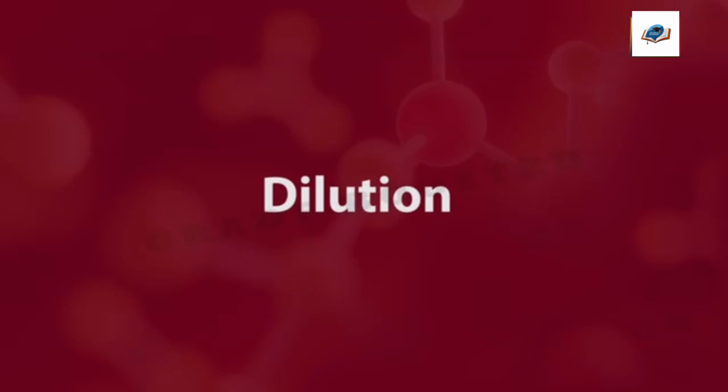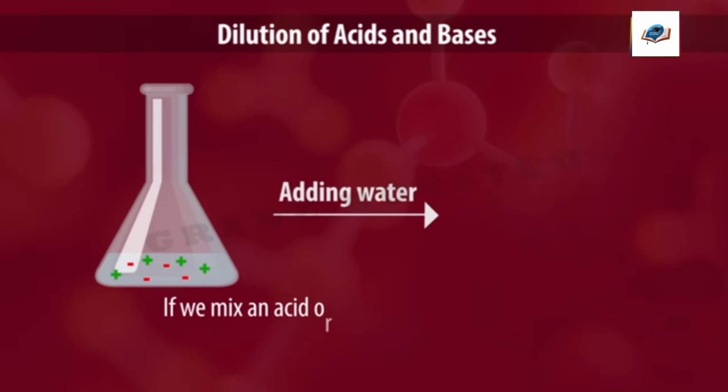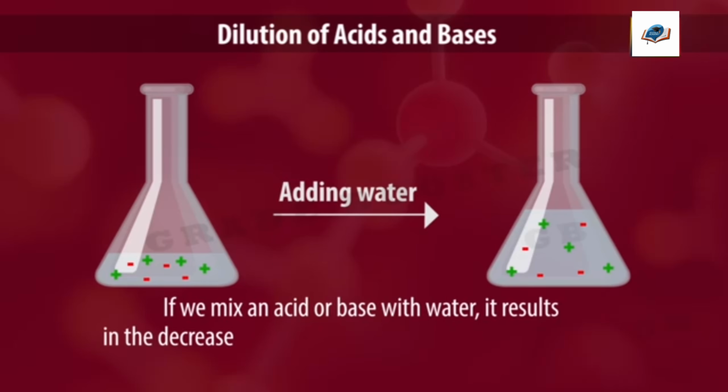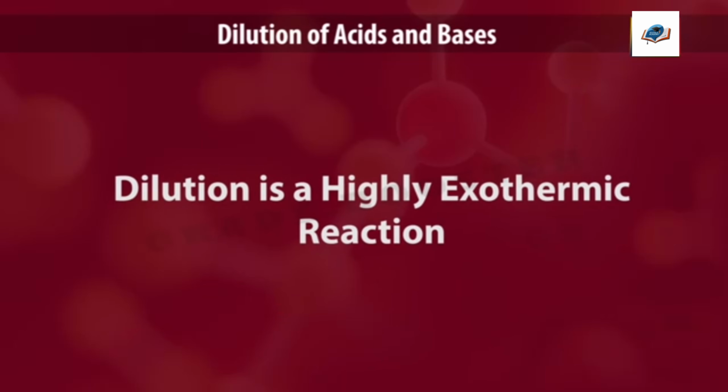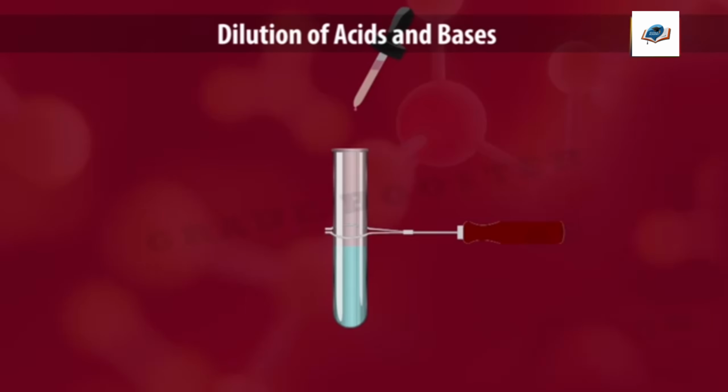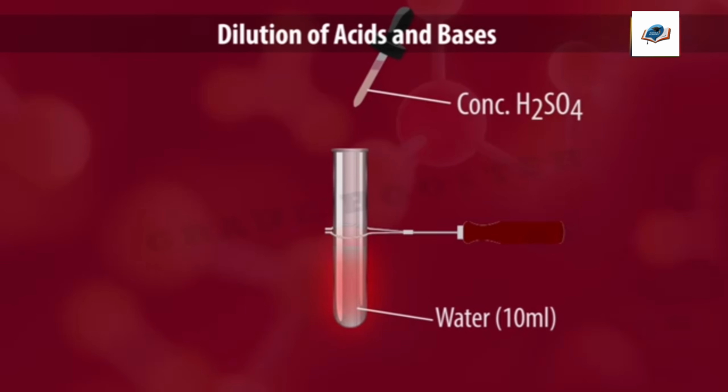Now let us see dilution. If we mix an acid or base with water, it results in the decrease in the concentration of ions per unit volume. This process is called dilution. Dilution is a highly exothermic reaction. We know that exothermic reaction means heat is released. So when acid or base is mixed in water, a high amount of heat is released.